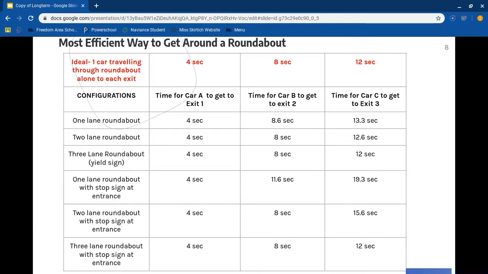So same situation with the 2-lane roundabout with a stop sign. 4 seconds and 8 seconds for car A and B because they don't have to wait for anyone. Car C takes 15.6 seconds to get through because they have to wait for car B. The 3-lane roundabout with a stop sign takes them all the ideal 4, 8, and 12 seconds again because, once again, they don't have to wait for anyone.